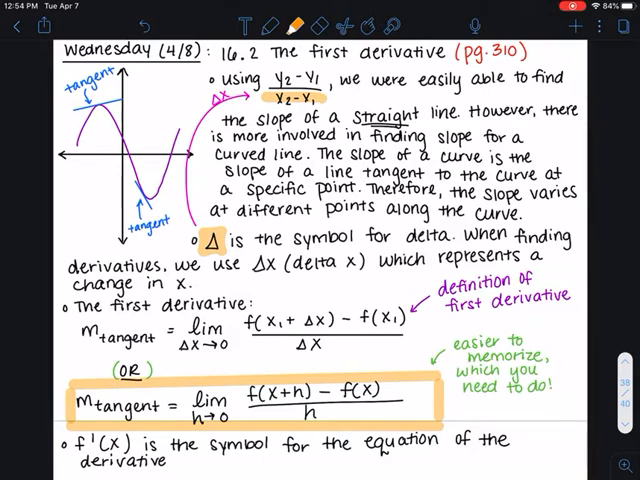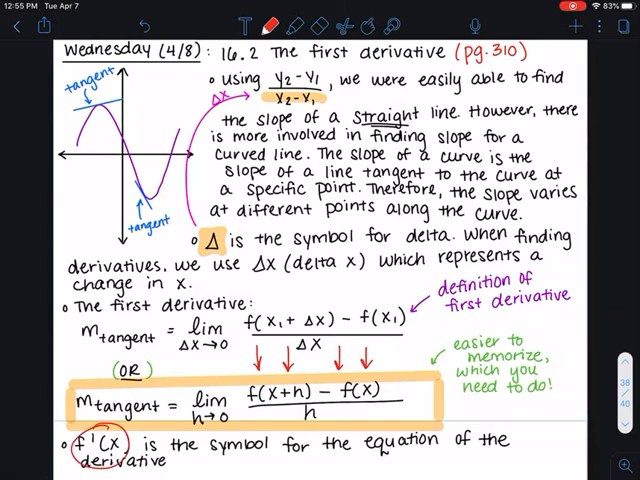The definition of a first derivative gives you that the slope of the tangent is equal to the limit as delta x approaches 0 of f of x1 plus delta x minus f of x1, over delta x. This is the exact same formula below, but it's a lot easier to understand, so please refer to this formula. It's the same thing, but instead of saying delta x, we're saying h, which simplifies it a little bit more. So the slope of the tangent is equal to the limit as h goes to 0 of f of x plus h minus f of x, over h.